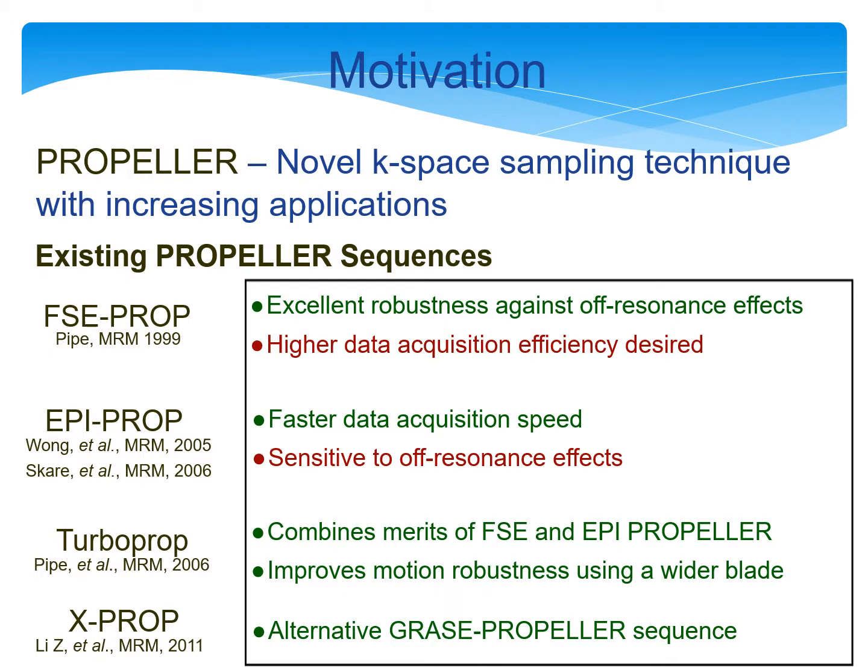The motivation for our work arises from the increasing use of propeller-style K-space sampling strategy in routine clinical applications. Originally, the propeller K-space coverage was implemented based on a fast spin echo sequence. Although the fast spin echo based propeller provided excellent robustness against off-resonance effects, it suffered from data acquisition efficiency challenges.